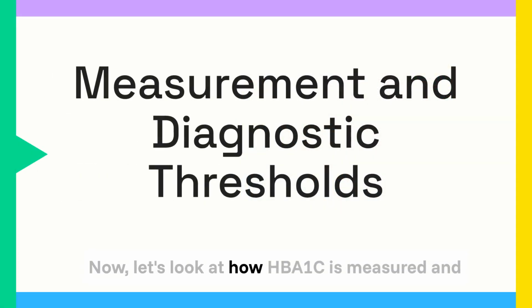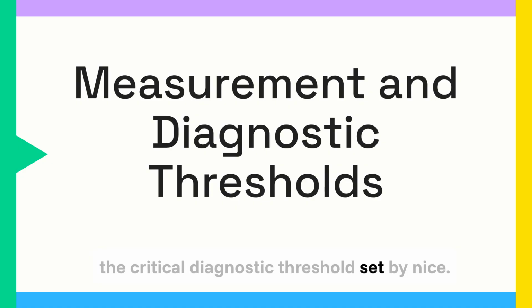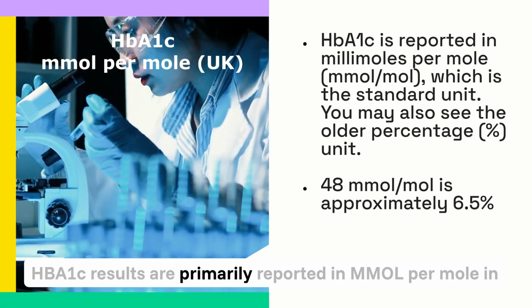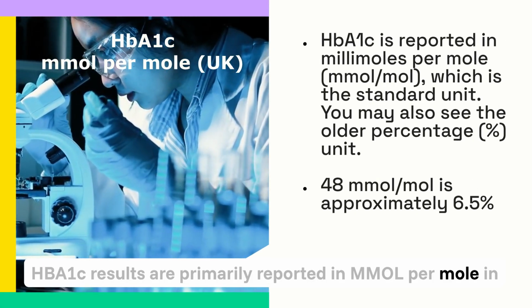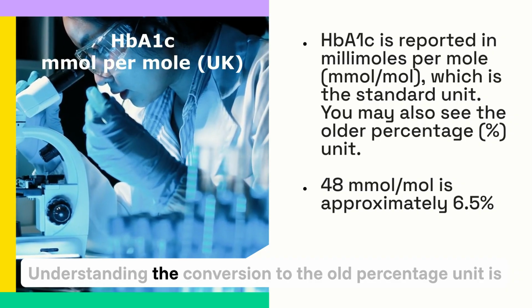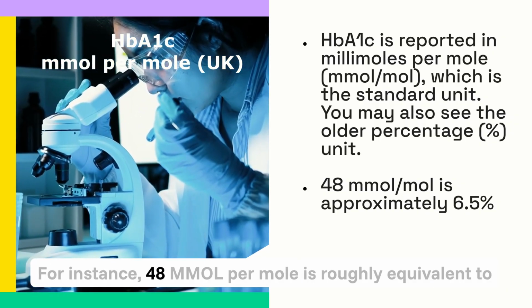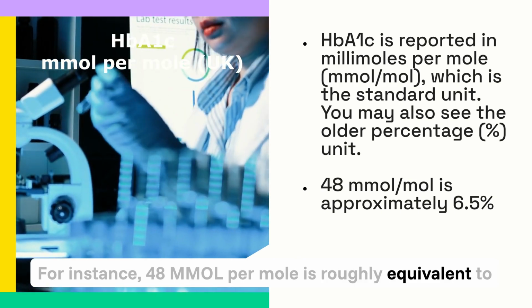Now, let's look at how HbA1c is measured and the critical diagnostic thresholds set by NICE. HbA1c results are primarily reported in mmol per mole in the UK. Understanding the conversion to the old percentage unit is useful. For instance, 48 mmol per mole is roughly equivalent to 6.5%.